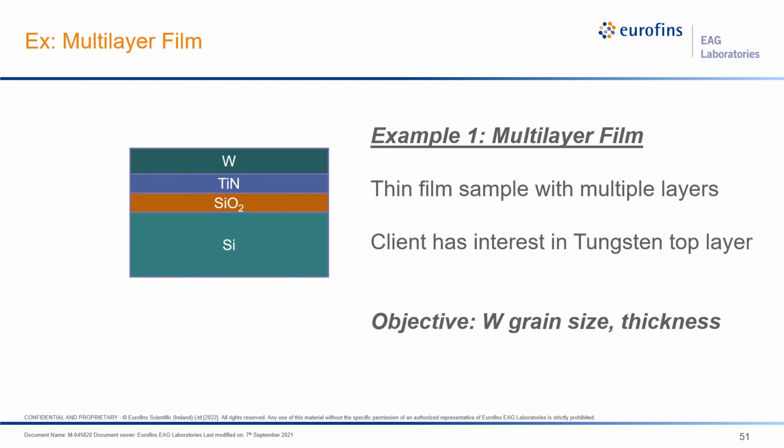All right, let's move on to something a bit more complex. Here I've got an example that will hopefully illustrate the power of this technique and our capabilities at EAG. It's the type of sample that a client might send us. It's a multi-stack thin film sample with thermal oxide grown on a silicon substrate. Then an underlayer of titanium nitride was deposited using physical vapor deposition, and finally topped with a thin layer of tungsten. The client in this case wants to know the grain size of the tungsten layer and have a confirmation of the tungsten layer thickness.